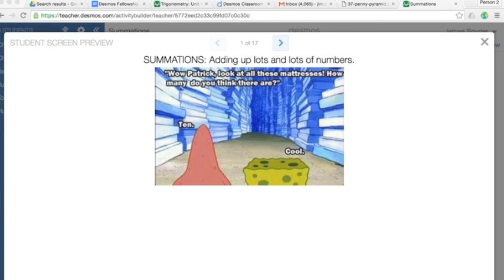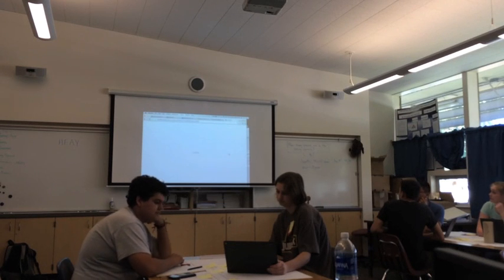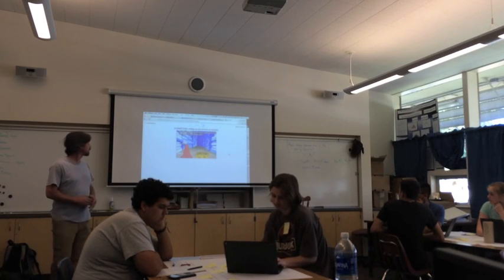So I started off the activity with a funny SpongeBob meme about adding lots of numbers, and we launched into a discussion about what kind of a tool would be helpful for this. I made them work in partners. So they switched up their groups. Each set of partners got one computer so that they had to collaborate together before they input their responses. So they really had to think about it.